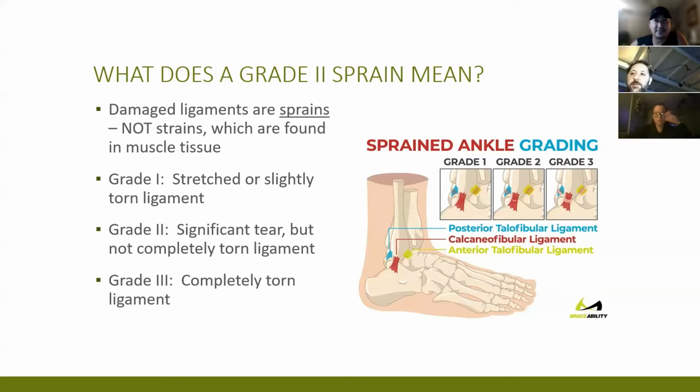Our patient finds herself right in the middle between those two with a grade 2, and she's got significant but an incomplete ligament tear. And so there'll be moderate swelling and bruising. Walking is going to be painful, but there is a little bit of ankle stability.